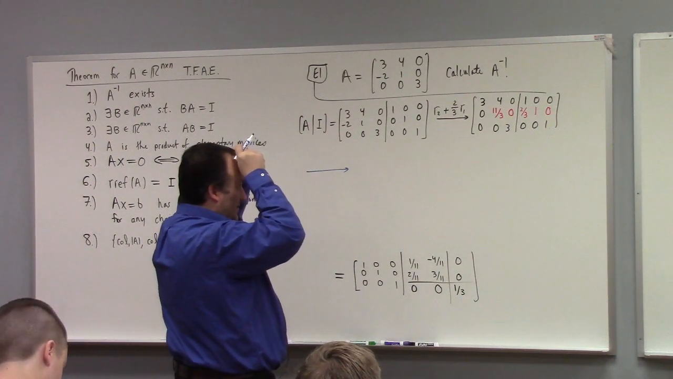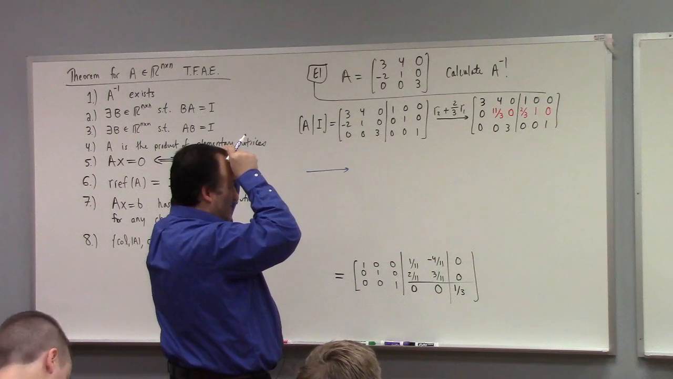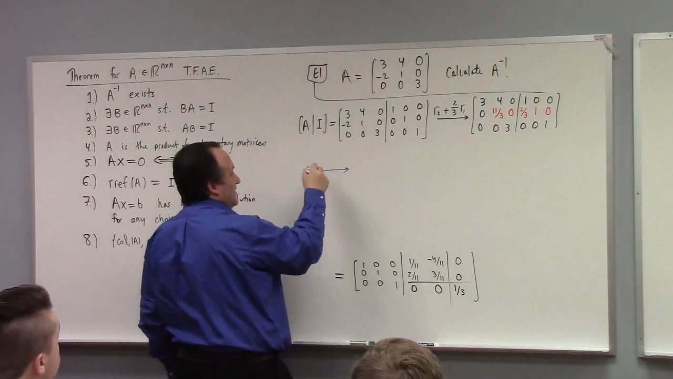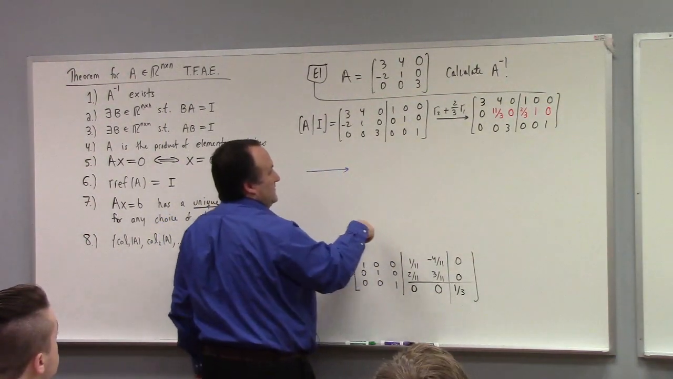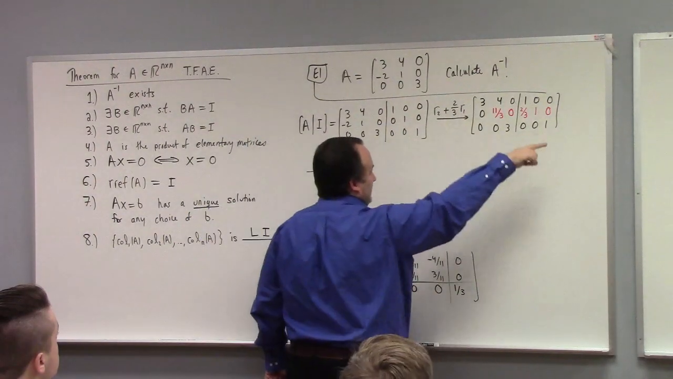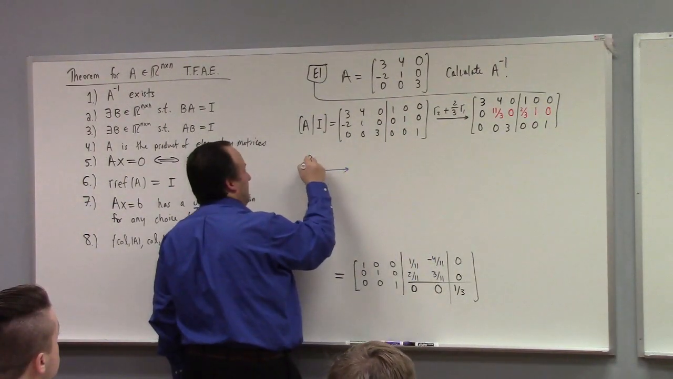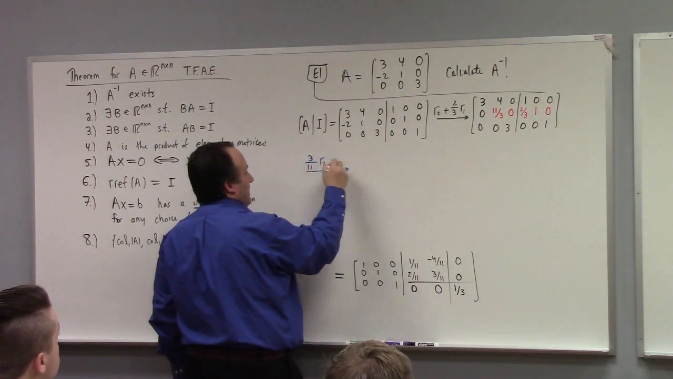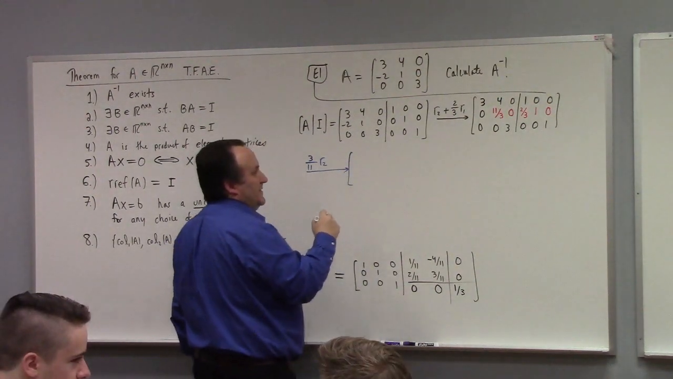Goodness gracious. All right, you know what? I'm thinking too hard. I'm going to get rid of that 11/3. Let's multiply this guy by 3/11. I don't want to think. I'm just going to multiply by 3/11.